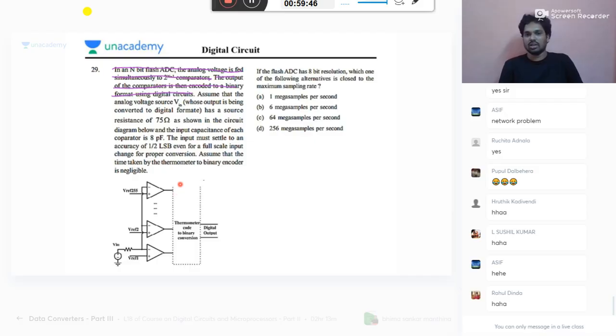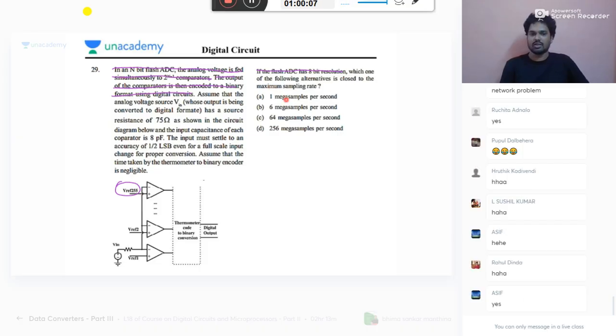Don't worry. If the flash type ADC has 8-bit resolution, this point is not required for you. Why? Already he has given here 255 comparators. You know 255 means 2 power n minus 1, where n is 8. He need not give that. Which of the following alternatives is closest to the maximum sampling rate? So some redundant information is there. That's why the question is lengthy. Now let's do it again. So this is the flash type ADC. Vin is simultaneously applied to 2 power n minus 1 comparators, which is 255.